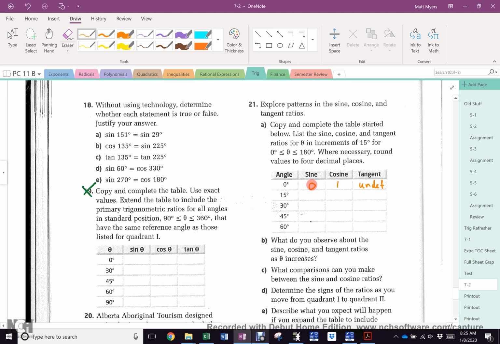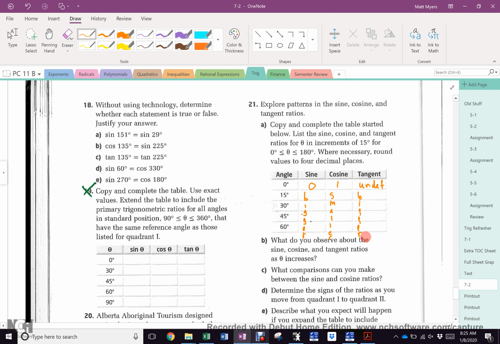And you would notice that as we go up to 60, the sines are going where? Bigger or smaller? They get bigger. What is happening to the cosines? Smaller. What is happening to the tans? Bigger. And then it wants you to do numbers.